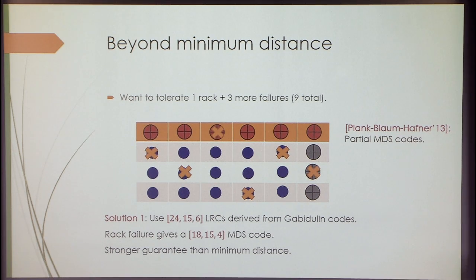It's one entry per column failing that leaves you with an MDS code. Such codes have also been studied before, and these have been called partial MDS codes. So all of these are models which people doing disk storage, RAID kind of things, they're not very different from us, I guess. They independently said these specific topologies are interesting to us.